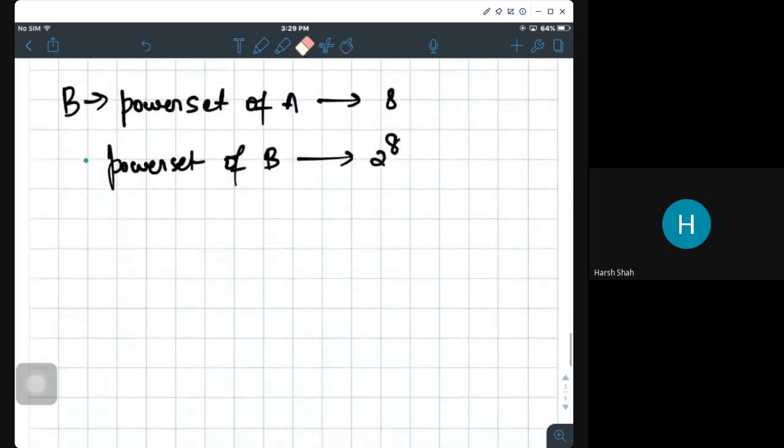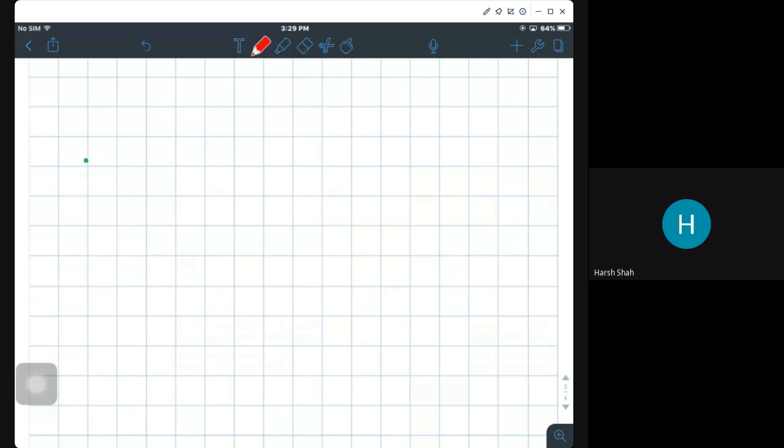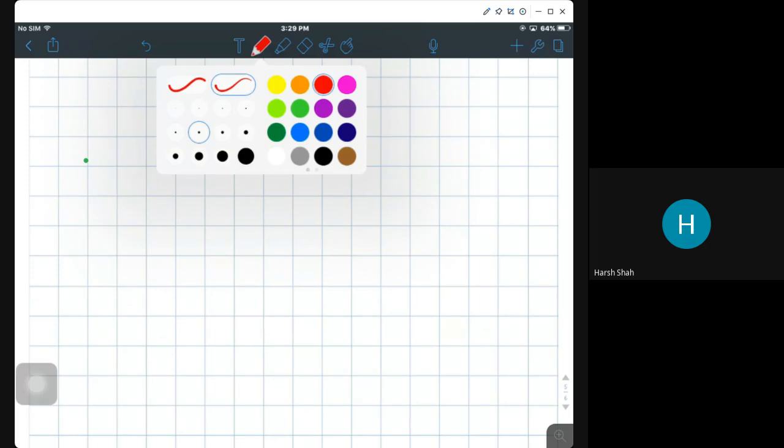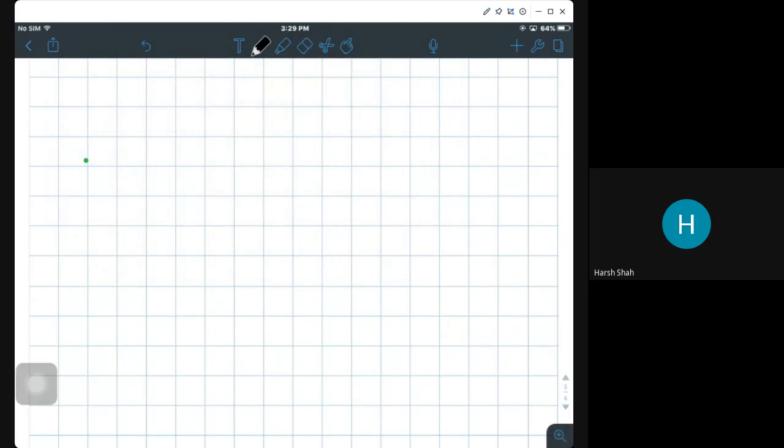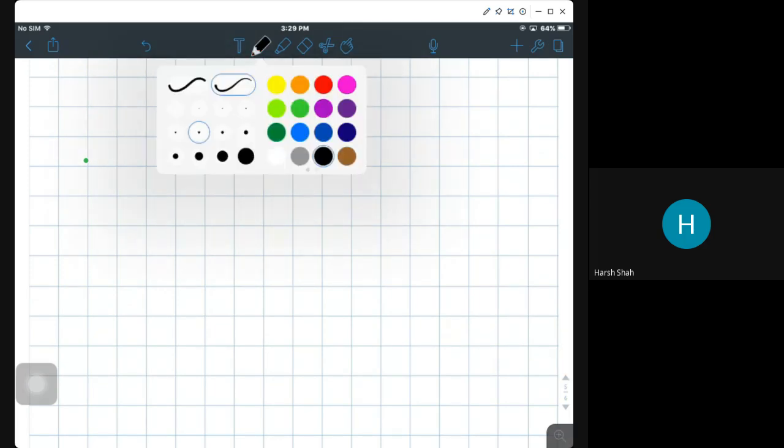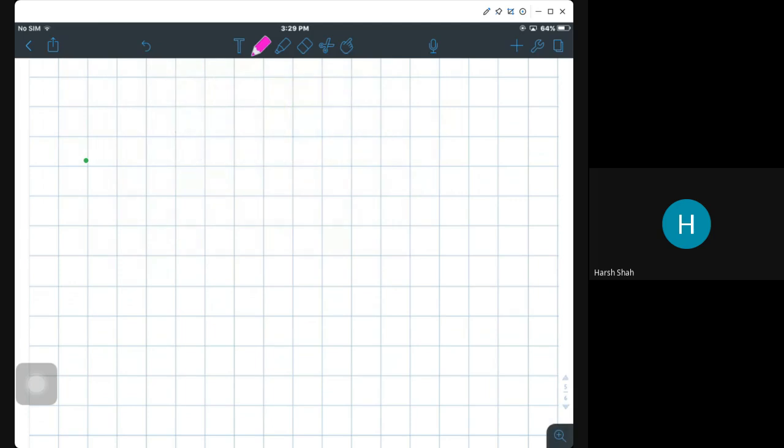Then we come to set operations. Only 3 or 4 operations, not more than that. First is union of sets. I'll draw the Venn diagram and it will make life simpler for you. Set operations, right?